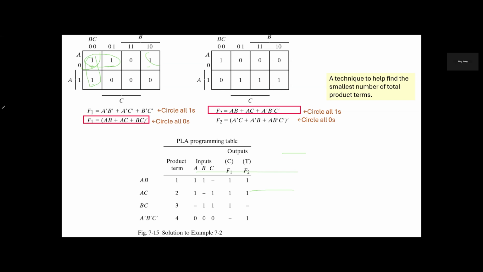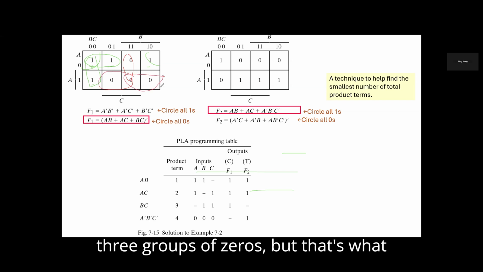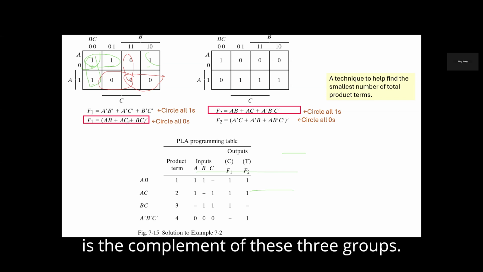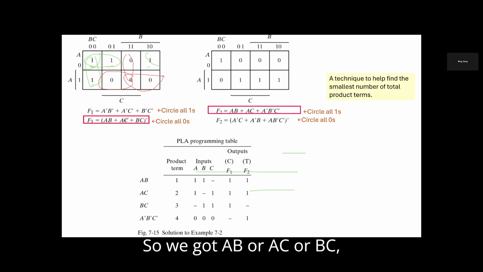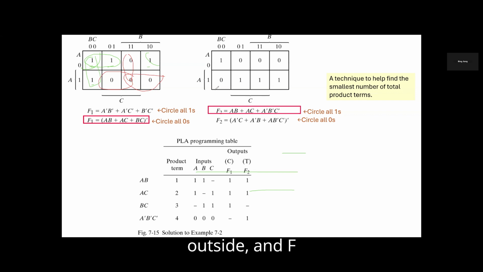Another way is we can circle all the zeros. So here are the zeros, and then we get its complement form. Here we have three groups of zeros, but F1 is the complement of these three groups. So we get AB or AC or BC, and then there's a big prime on the outside. And F2 is the same. We get two Boolean expressions.